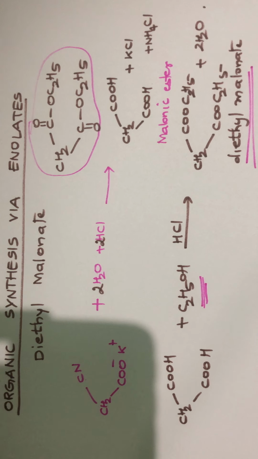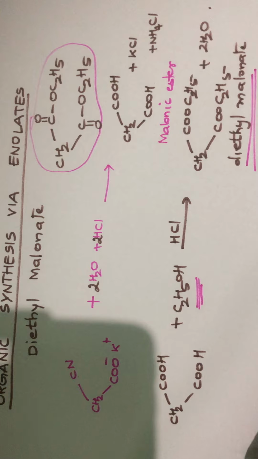Let us discuss now the synthetic applications of diethyl malonate. Diethyl malonate can be used in the preparation of carboxylic acids, since it is an ester. Malonic ester can be converted into a monoalkyl derivative by heating it with sodium ethoxide and alkyl halide. The product obtained is subjected to hydrolysis, which will give you a monoalkyl carboxylic acid.